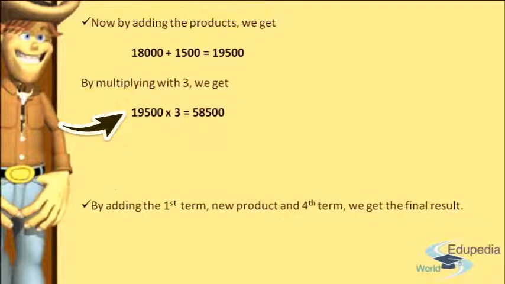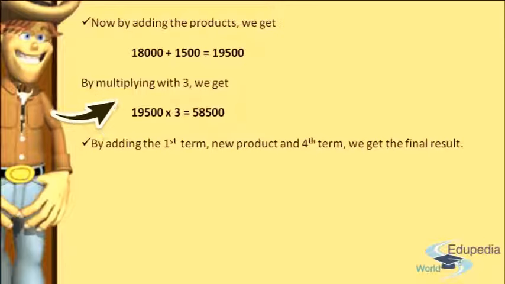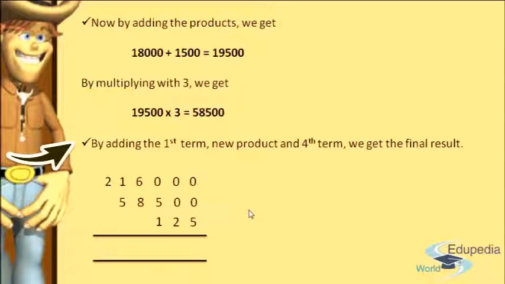And in this step number 6, the process we are going to perform is, we add the first term, the new product, that is 58,500, and the fourth term we have got, and therefore we get the final result. So now let us start adding the first term, the new product and the fourth term. In order to add them, I am going to write all these three things sequentially with the horizontal bars like this. Now let us start doing addition.